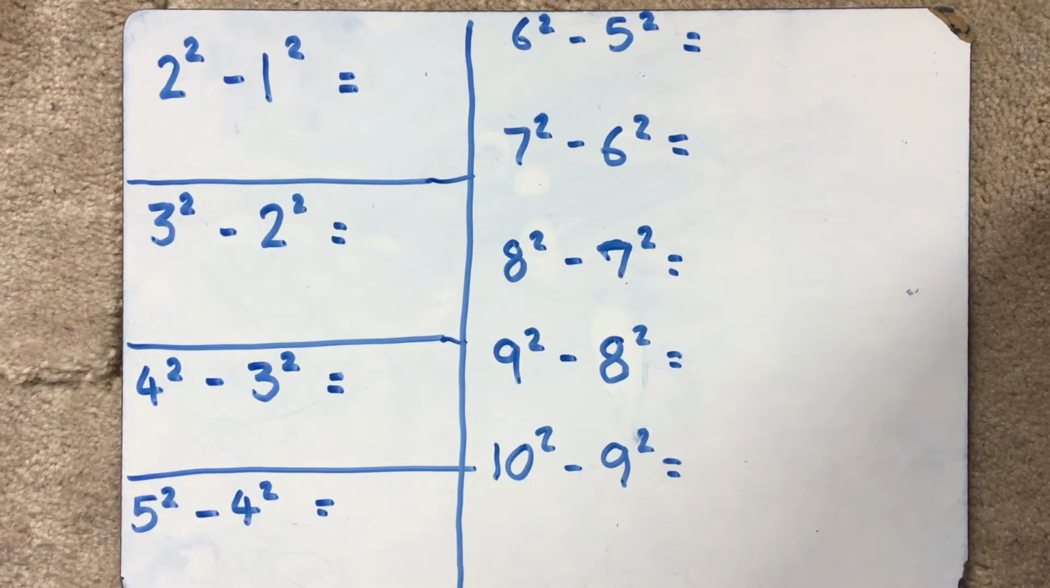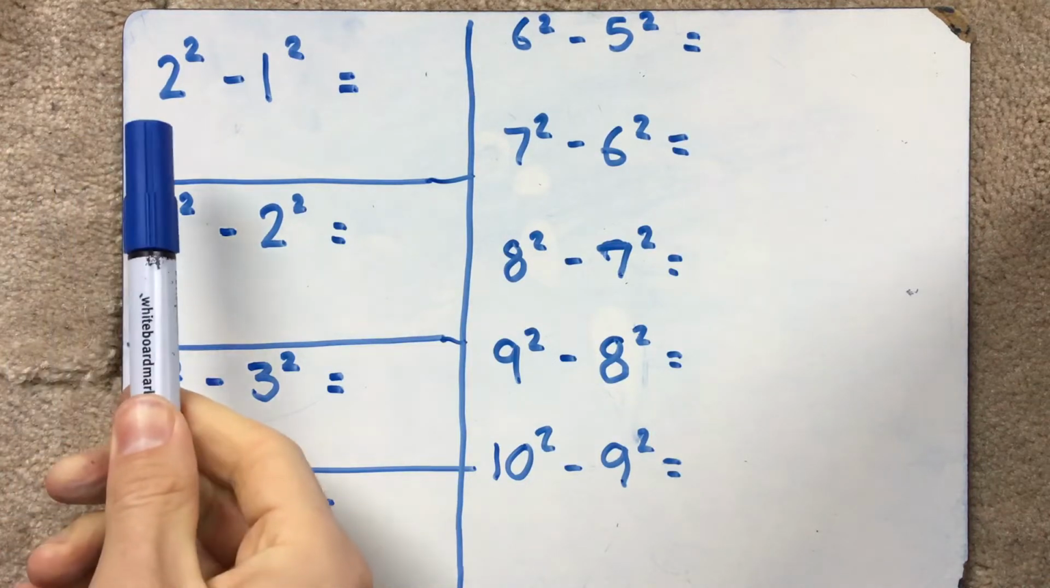Hello, Year 5. So here's what we're going to do with square numbers this morning. We're going to see if we can solve a problem and see if we can spot some patterns. So we're going to take consecutive square numbers and we're going to find the difference between them. Let me show you what I mean by that.